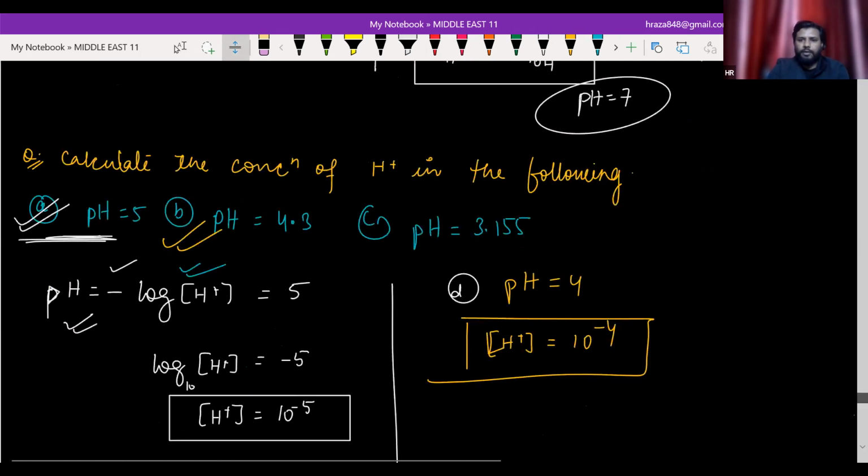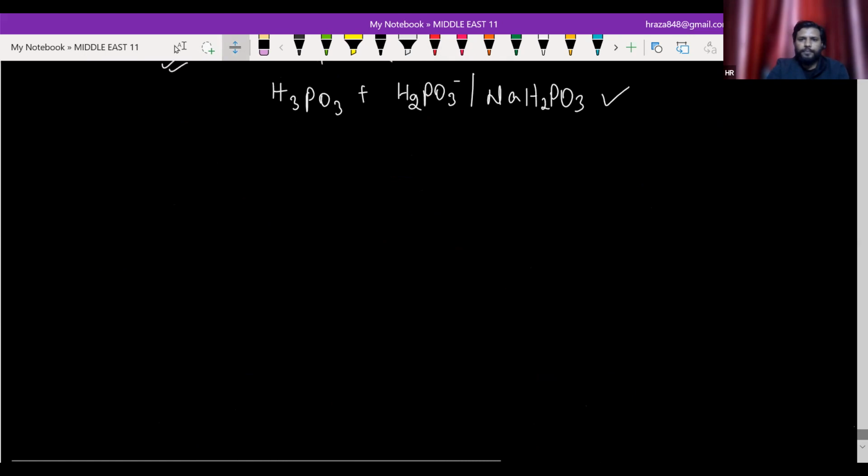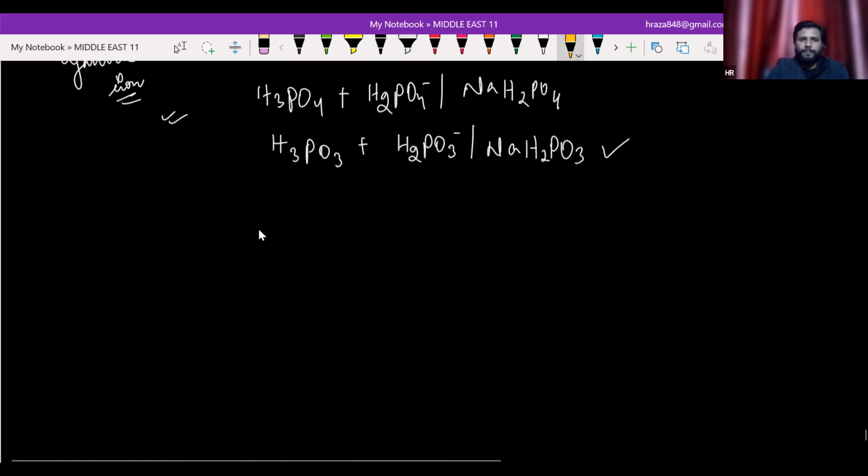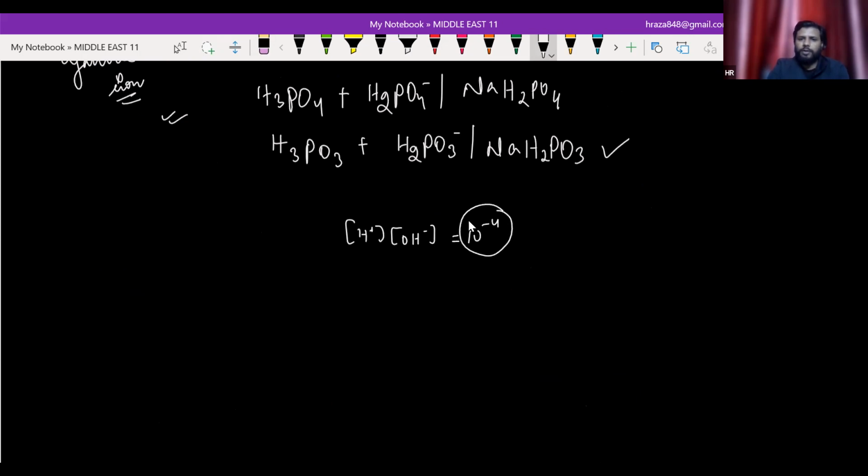Actually, I'm going to write a sentence. Just see. Kw equals Ka into, sorry. This is basically H plus into OH minus is equal to 10 raised to the power minus 14. And this value comes at 298 Kelvin, that means 25 degrees centigrade. If we increase or decrease the temperature, it will affect. And if the concentration is affected, that means pH will also be affected.